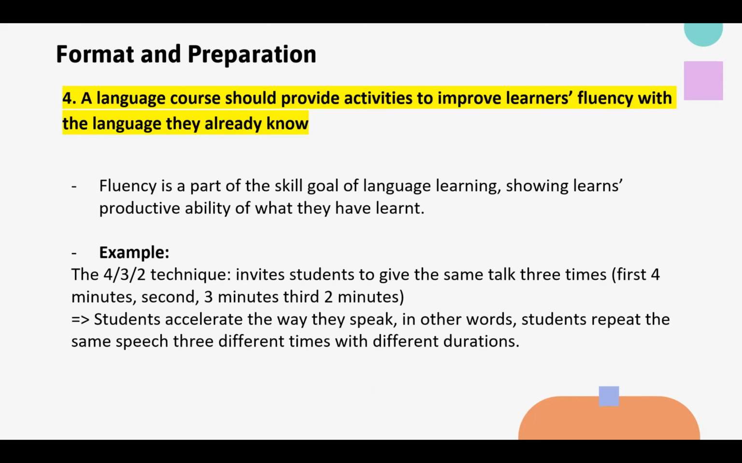This technique is about the teacher inviting the student to give the same talk three different times, but in a different amount of time for each trial. For example, the first trial, there will be 5 minutes of speaking. For the second, 3 minutes of speaking. And for the last part, there will be only 2 minutes of speaking, so that the student can accelerate the way they speak.